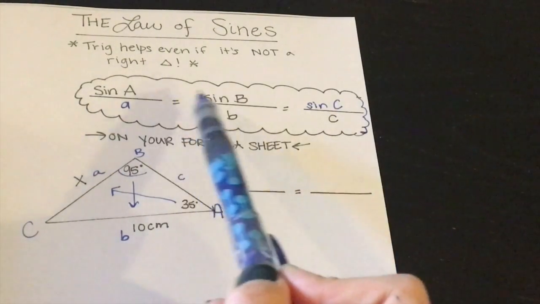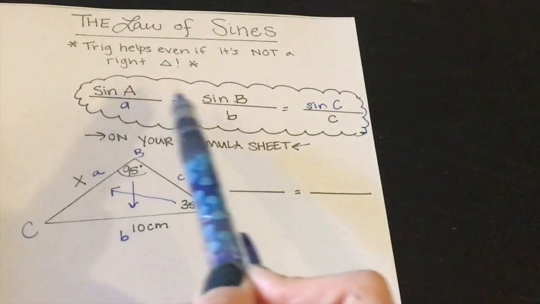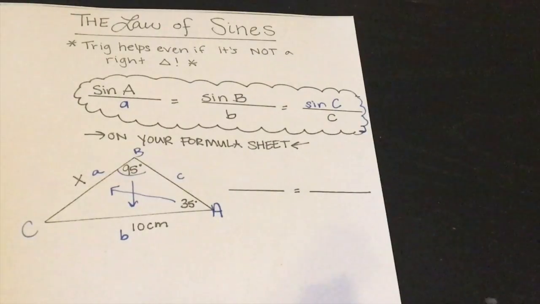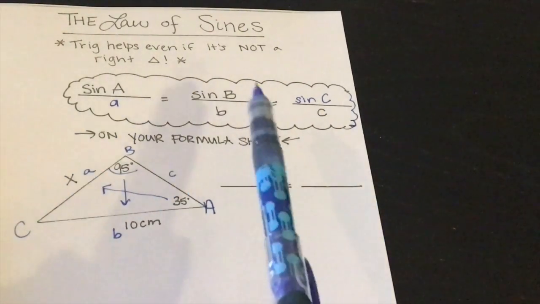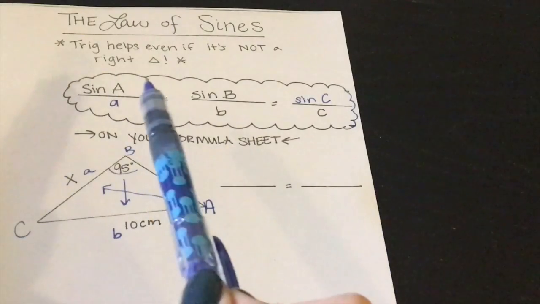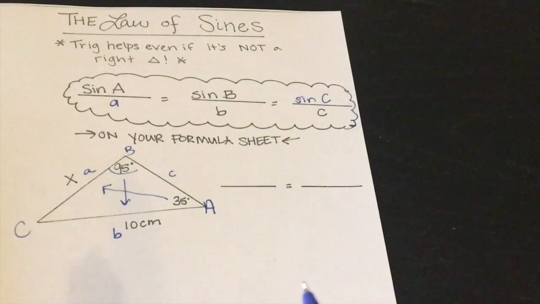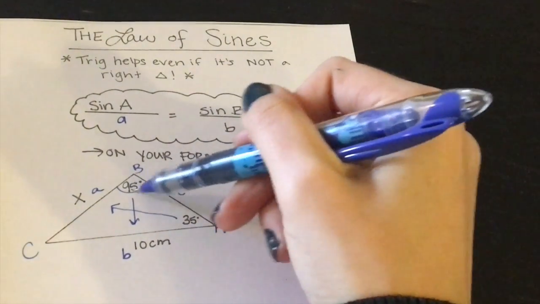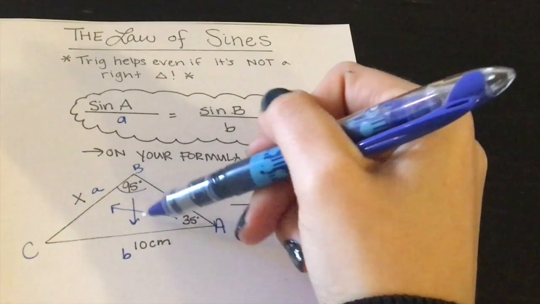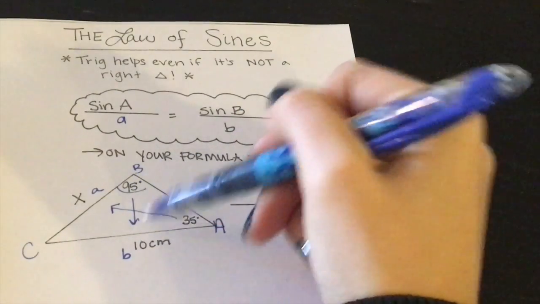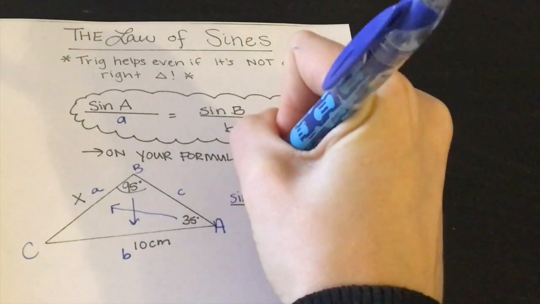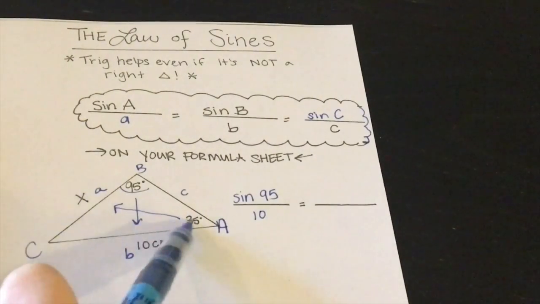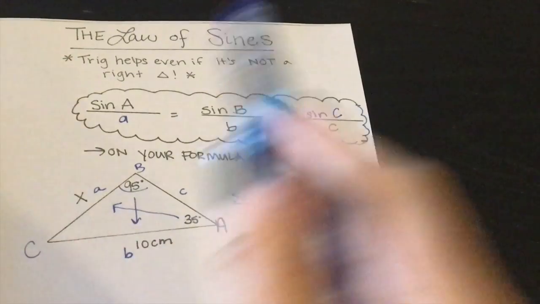So if you consider this to be 4 pieces of information, like A, a, B, and b, or maybe B, b, C, and c, you need 3 out of 4. So 2 angles and a side, or 2 sides and an angle that are opposite each other. So here we go. I have this pair here that's complete, an angle and a side, the sine of 95 over 10 is how I'll set up my B part. And then angle and side here, I have the sine of 35 over x.